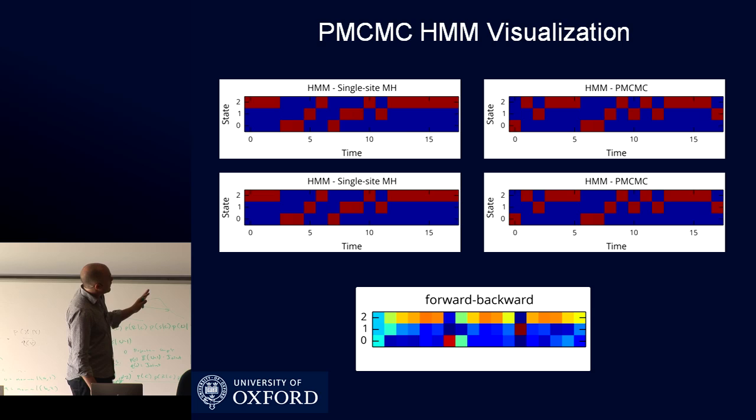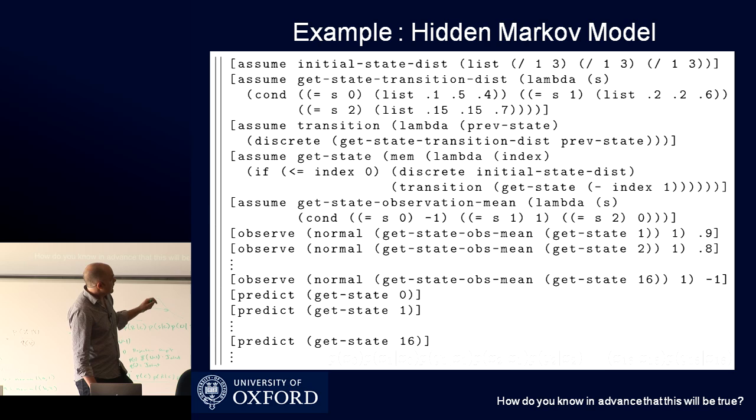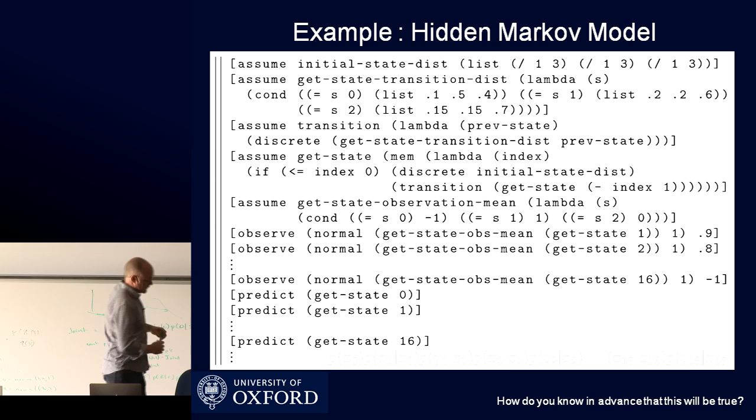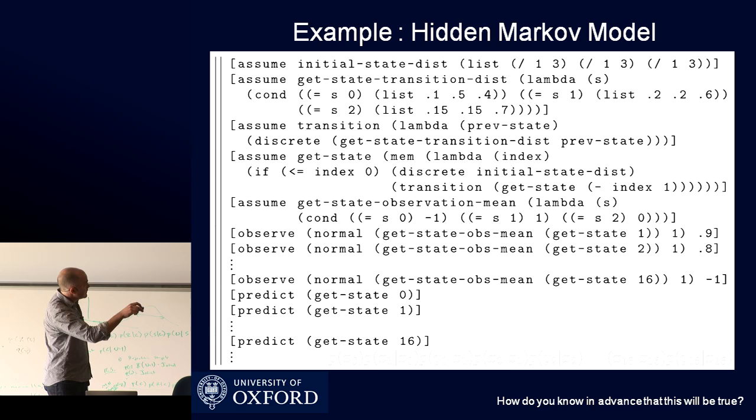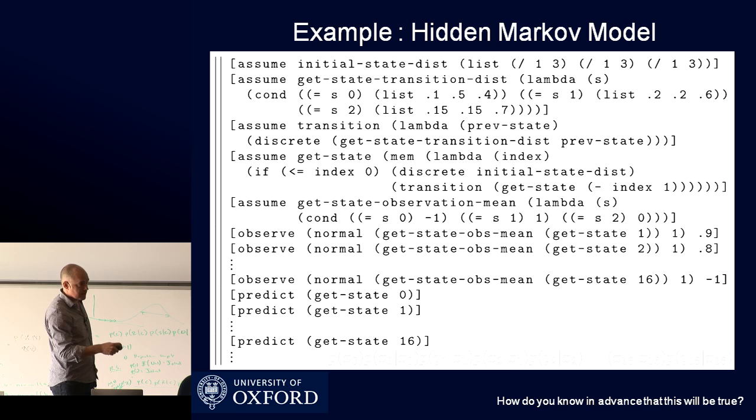So what's going on here? This is the HMM code that I showed before. This is actually probabilistic program inference. So the question is, what's the marginal distribution over these states given these observations? We're going to do PMCMC probabilistic program inference, and we're going to do random DB probabilistic programming inference in this program to infer these latent states.